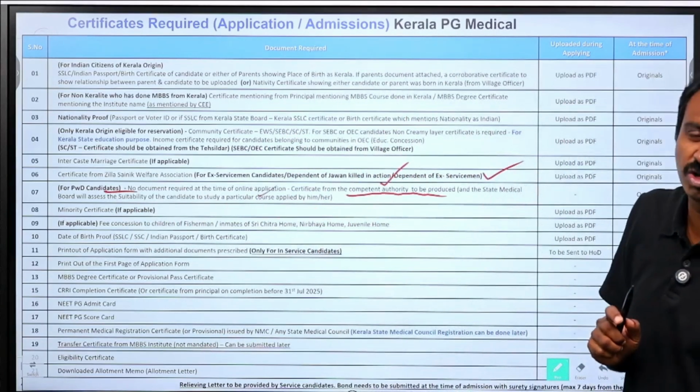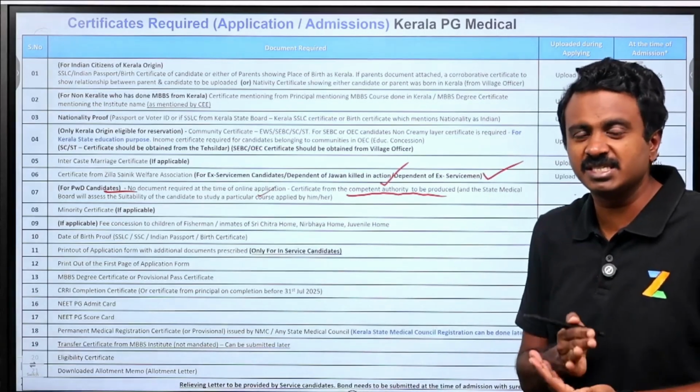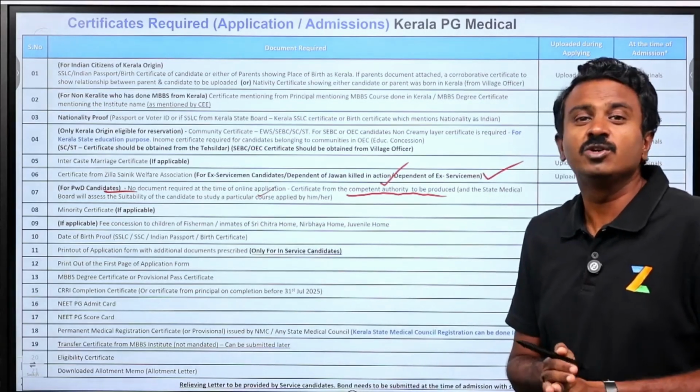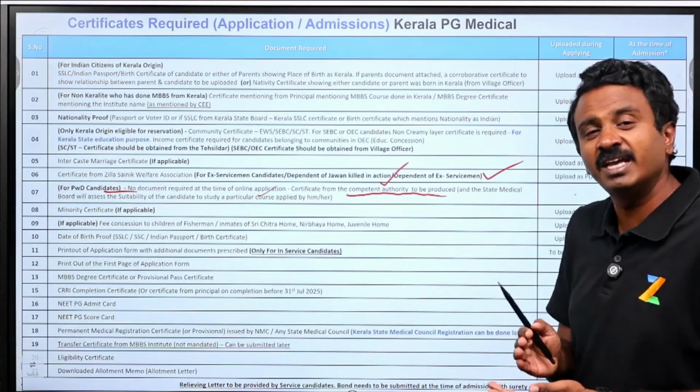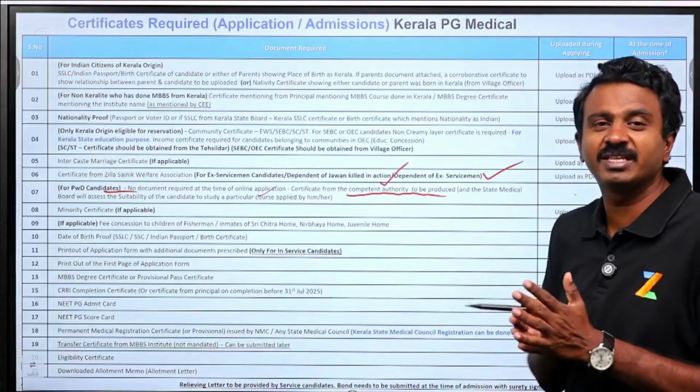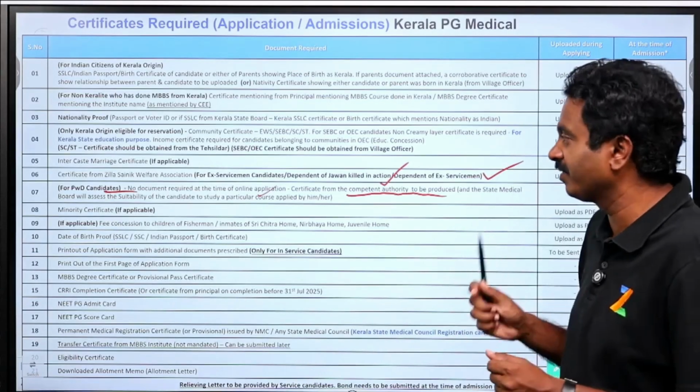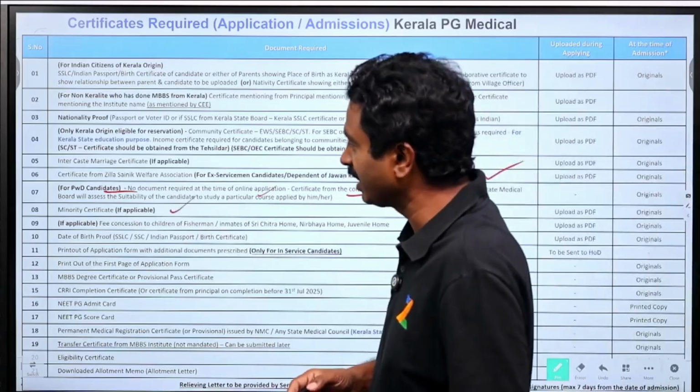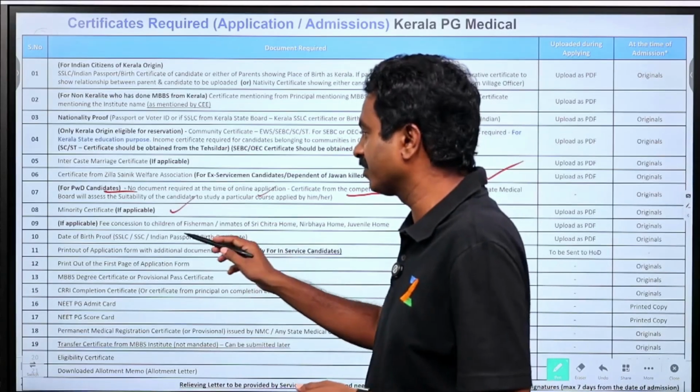Certificate from competent authority. We think that this will be from the MCC defined 16 authorities. You can get it this year is what is mentioned. Then later you have to go to the state medical board where they will assess you for suitability for the course, like we mentioned. Minority certificate, if applicable. This also needs to be taken from the revenue department only.